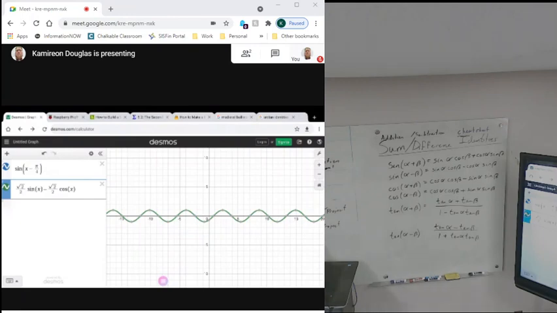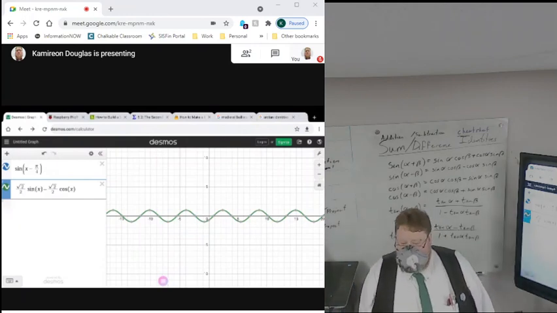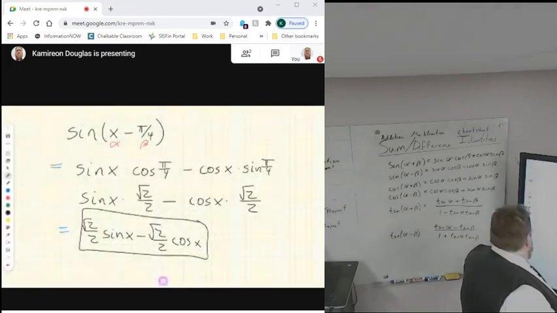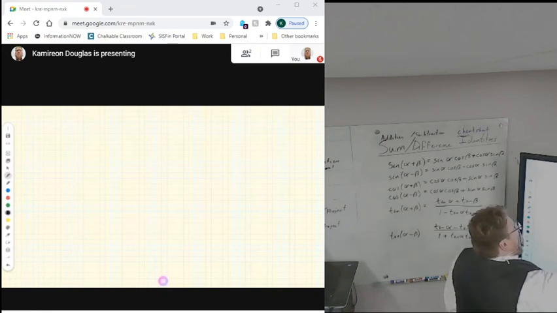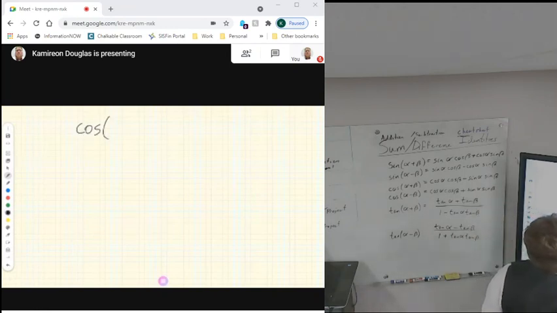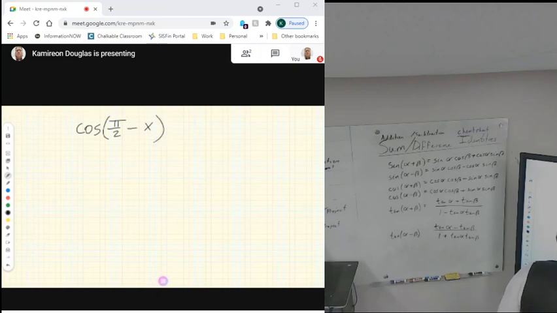Another one. This is a sine function. Let's look at a cosine one. Same process, similar pieces. Let's see what they look like. My second one. Let's do cosine of pi over 2 minus x.